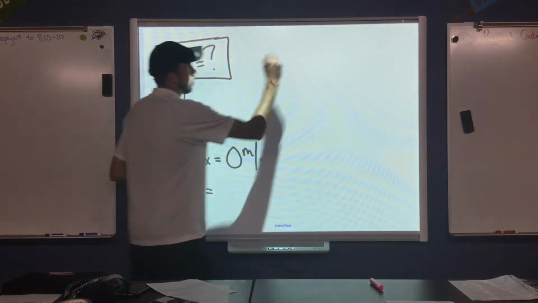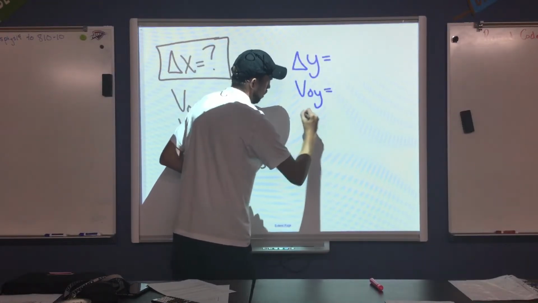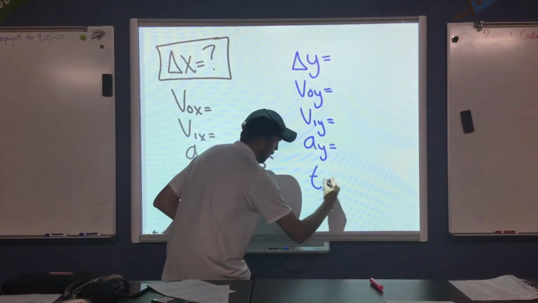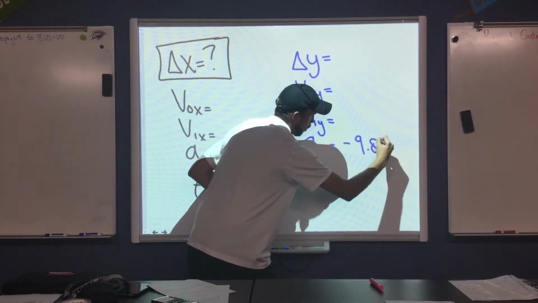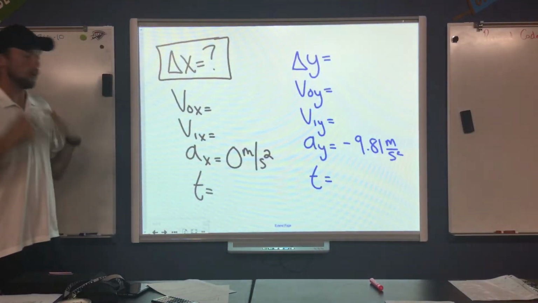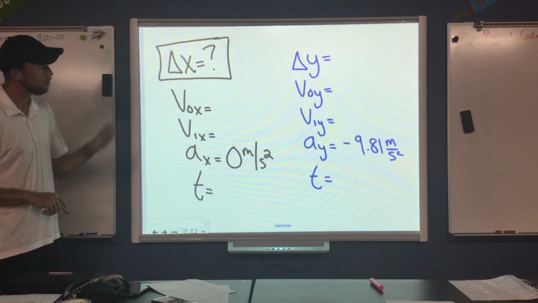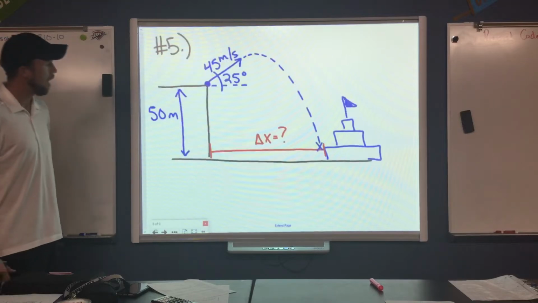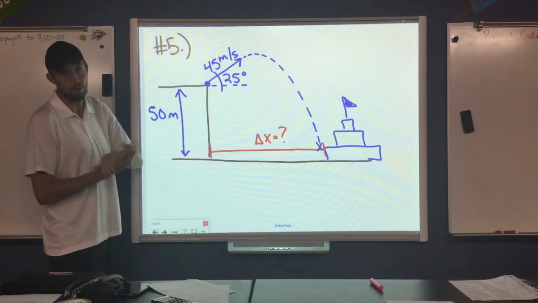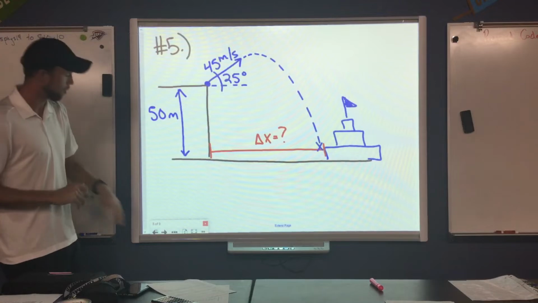In the y direction, delta y, initial velocity in the y, final velocity in the y, acceleration in the y, and time. We will assume we are on the Earth, so negative 9.81 meters per second squared. And we know that value because that is the constant for acceleration due to gravity. So looking back at our picture, I have two numbers primarily that we care about, 50 meters and a velocity of 45 meters per second. We will use the angle, but it won't really go directly into our list of variables.